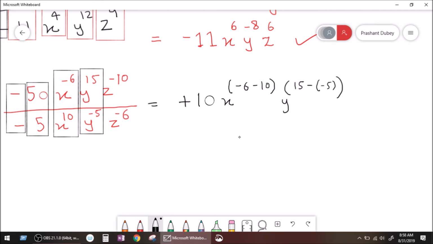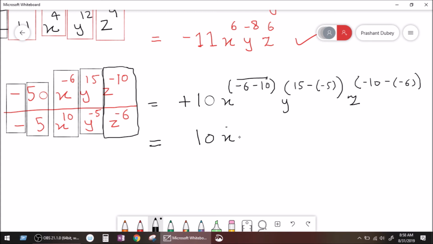Okay, now class, last one. z to the power minus 10 divided by z to the power minus 6. So, z to the power minus 10 minus minus 6. Now, this will be a little bit harder. Not harder, you have to be a little bit careful. Okay? Ready? So, plus 10 is equal to 10. x to the power, what is minus 6 minus 10? Minus 16. Wonderful. Very good.